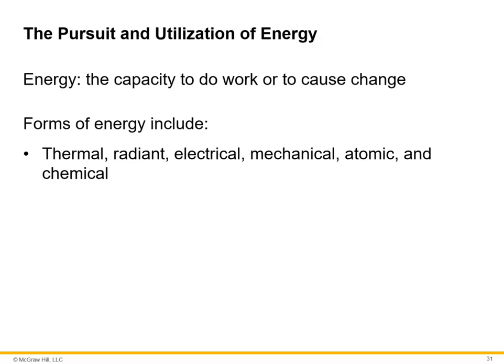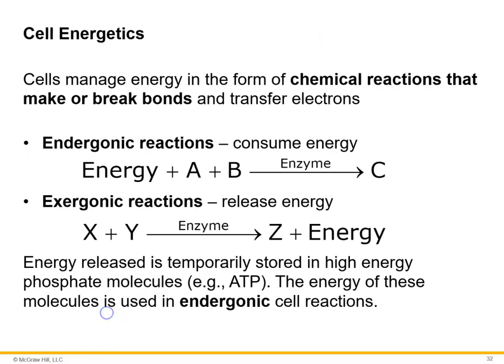All right, energy. We're going to talk a lot about energy, what energy is, what it's used for, and then how we derive energy in the cell. Energy can take on several different forms, so thermal, radiant, electrical, mechanical, atomic, and chemical energy. Cell energetics here. So cells are going to manage their energy through chemical reactions that make or break bonds, and in doing so, transfer electrons.